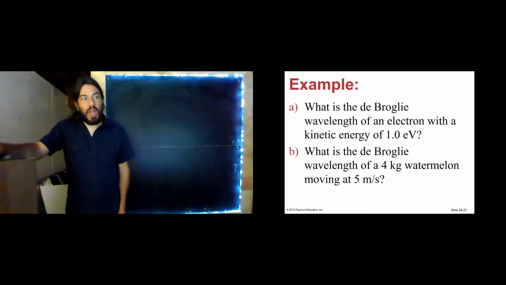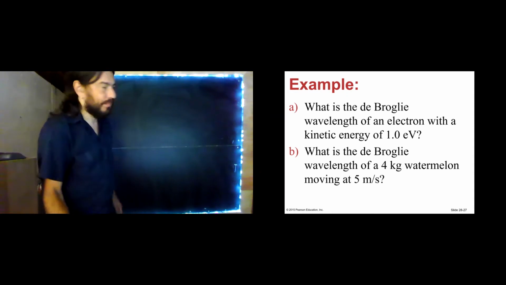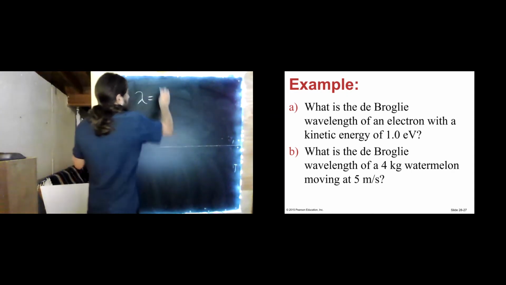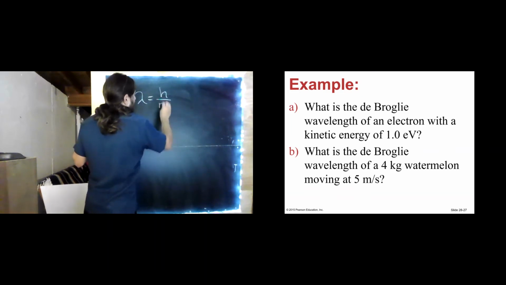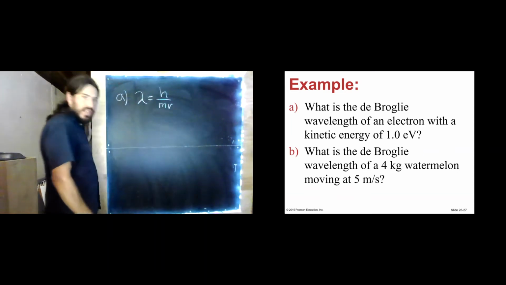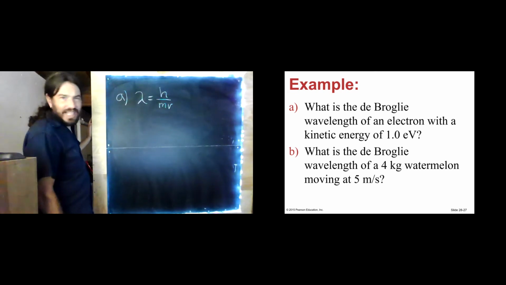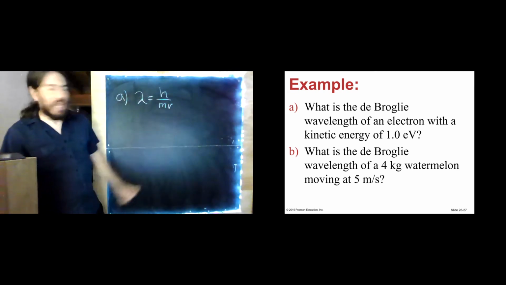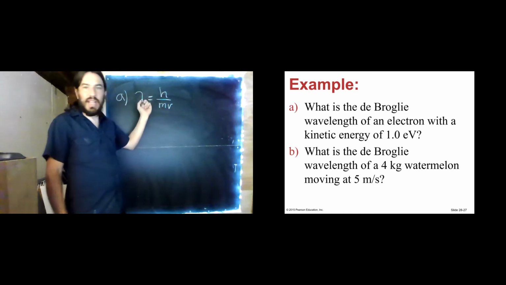Let's crank some numbers out. What is the de Broglie wavelength of an electron with a kinetic energy of 1 electron volt? Well, h over mv. Ooh, they gave us the kinetic energy, didn't they? I could just solve for the velocity and then plug the velocity in here and get my wavelength.